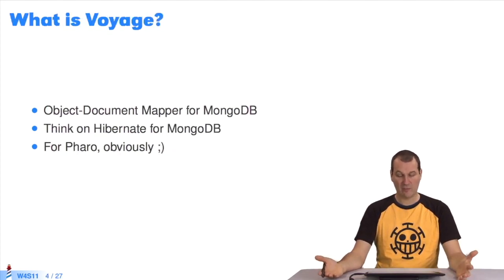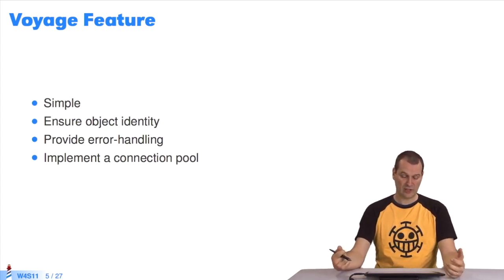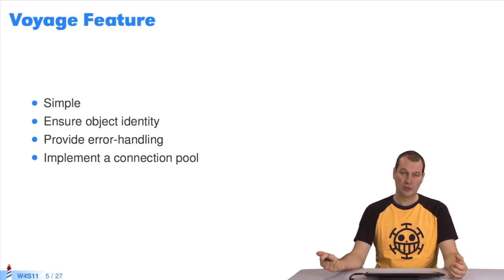Actually, Voyage is a mapper. It takes objects and maps them on MongoDB almost automatically for the programmer. If you've done Java on Hibernate, Voyage is the equivalent of Hibernate for MongoDB, and it's made for Pharo. Here are Voyage's features. It's very simple. It ensures objects keep their identity when you reload them. It provides error handling, and it also implements a connection pool to speed things up.